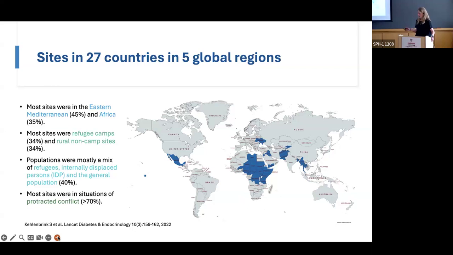You'll see them here in blue. Most of the sites were in the Eastern Mediterranean region and in Africa. Most of the sites were either refugee camps or rural non-camp sites. The populations that the humanitarian providers were serving in those settings were mostly a mix of refugees, IDPs, and the general population. I think that's important to note, that humanitarian providers also care for the local population. So they're providing broad care for a variety of people. And most of the sites were in protracted conflict situations, so very few acute and very few due to natural disasters.